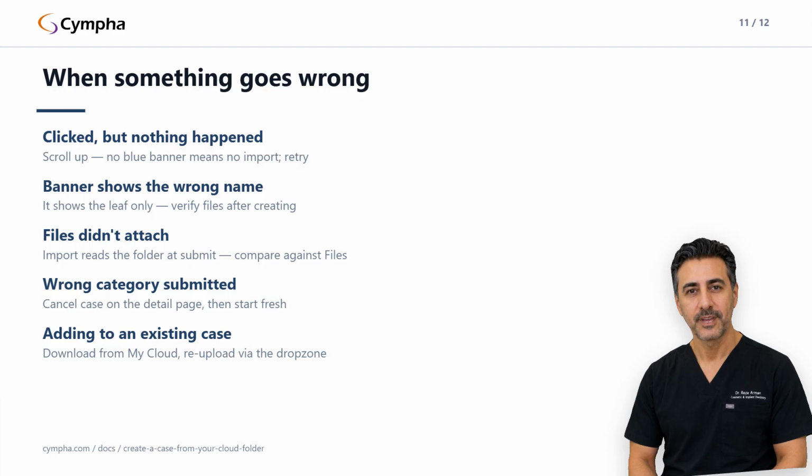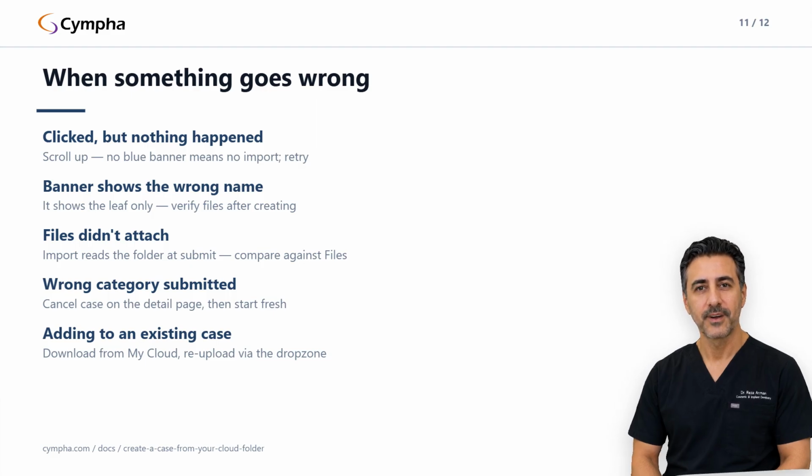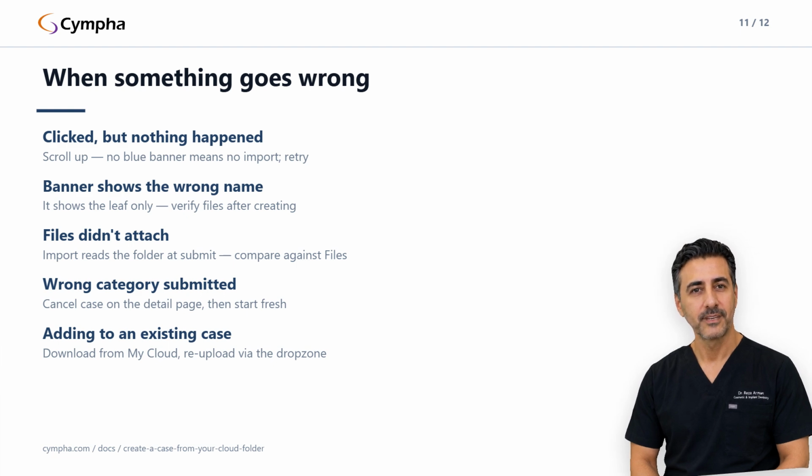If you submitted under the wrong category, cancel the case from its detail page using cancel case, then start a fresh one, but check your cloud folder first, and re-upload from your local copies if the files are no longer there. And the 5th one is a question rather than a failure.